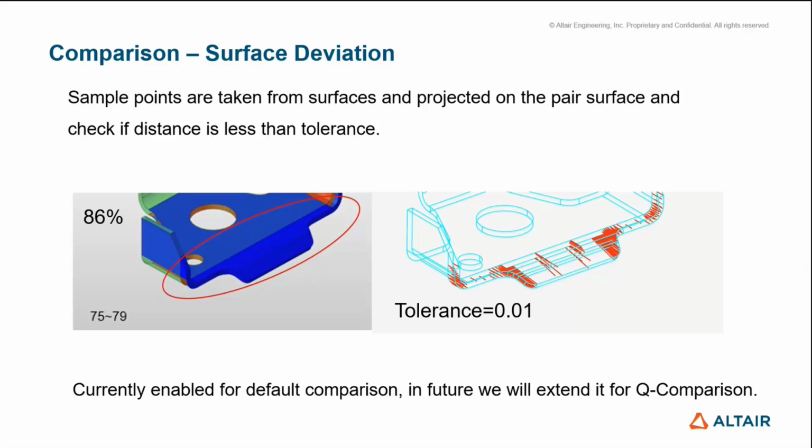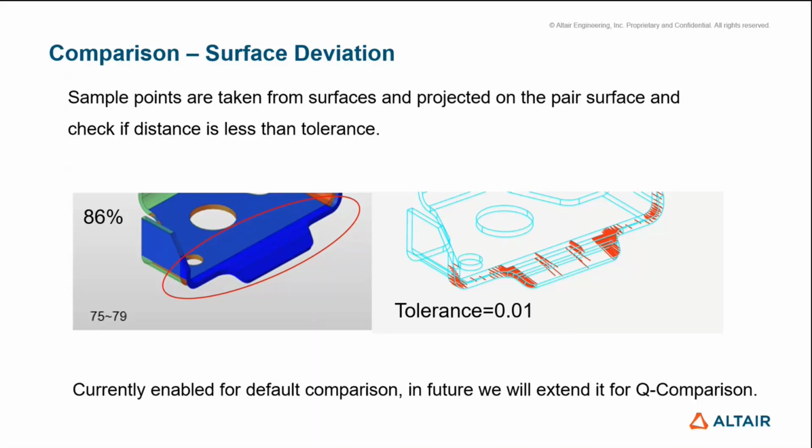The left-hand side image shows two parts overlapped, and the mismatch area is shown in dark blue color, circled in red. For this pair of components, the result is 86%. When we compare, we take model 1 and model 2. We take some sample points. I won't tell you how the sample points are created, but we take sample points from model 1 and project them to the second model, to the nearest surface, and we check the distance between the original and the projected point. If the distance is less than the tolerance, we conclude that it is matching.